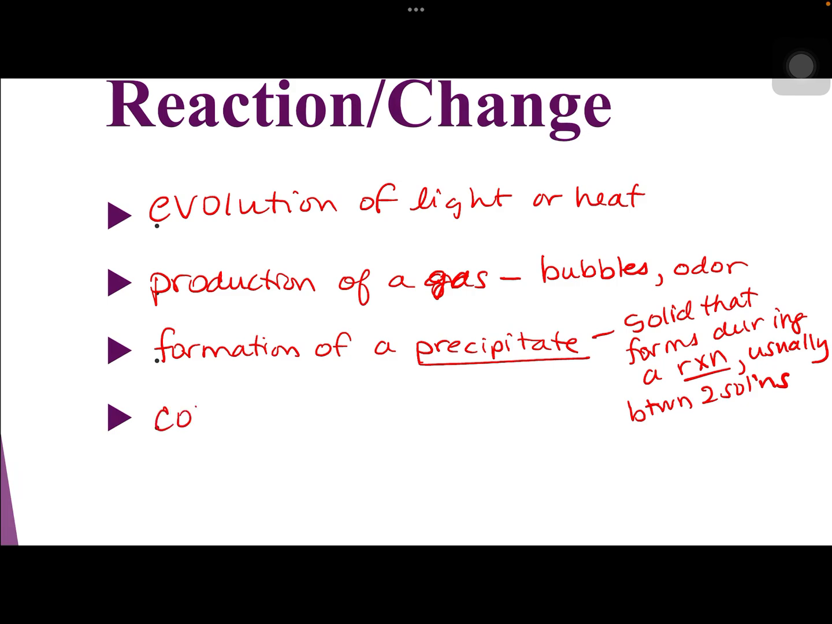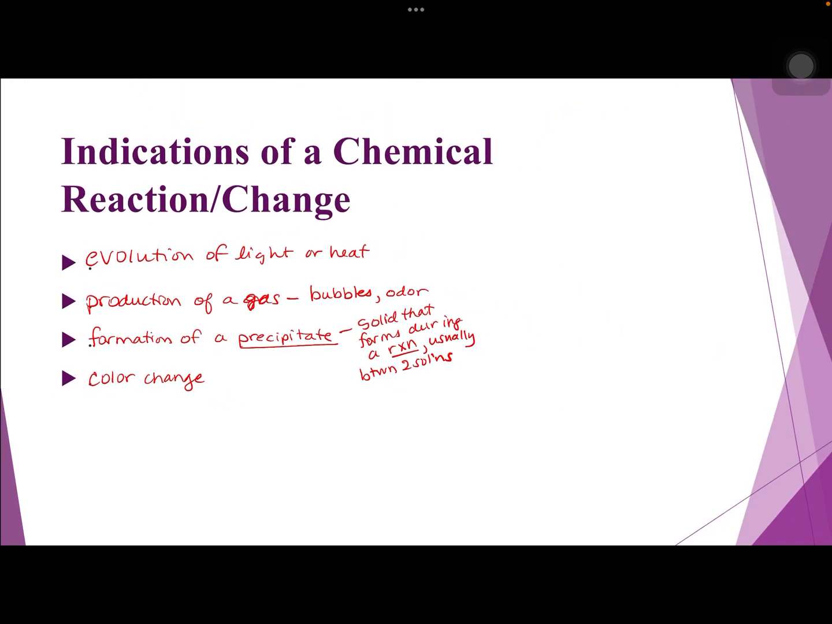And the last one would be something like a color change. So if you think of rusting, right? Iron starts out as a silvery gray color and rust is reddish orange. That would be an indication that a chemical change has occurred.